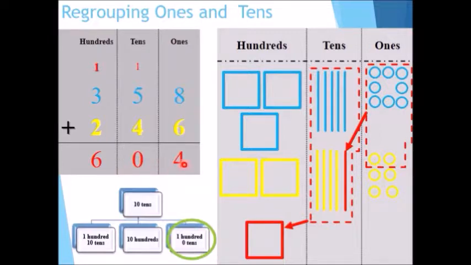Is this number shown by the model? Let's see. 6 hundreds, 1, 2, 3, 4, 5, 6. 0 tens, correct, and 4 ones. That's right.